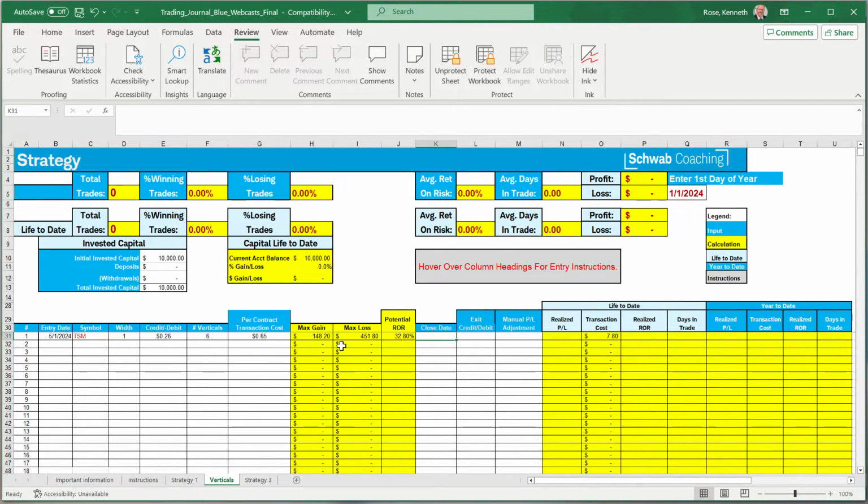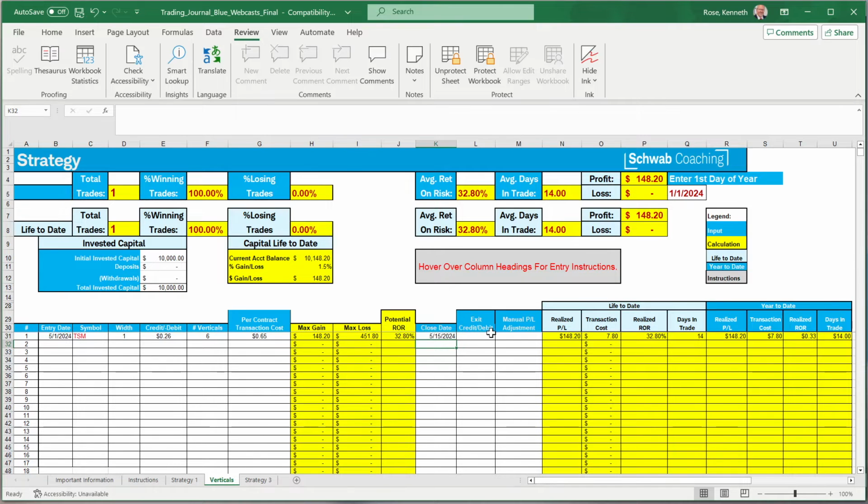Let's say that we actually exited this trade on the 15th of May. When I use the 15th of May, I'm going to enter 5/15/24. Notice when I enter a closing date, these columns populate for me, because there are situations with regards to a credit spread where you look to possibly let both options expire worthless.